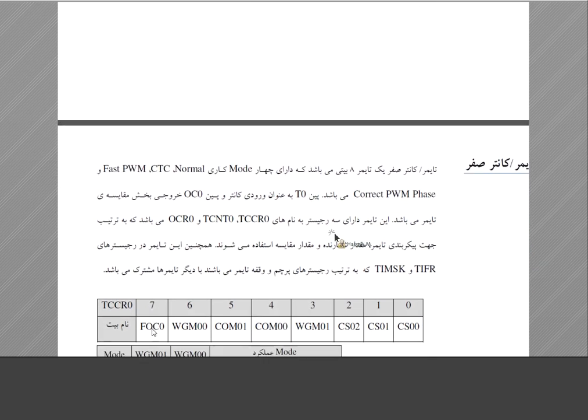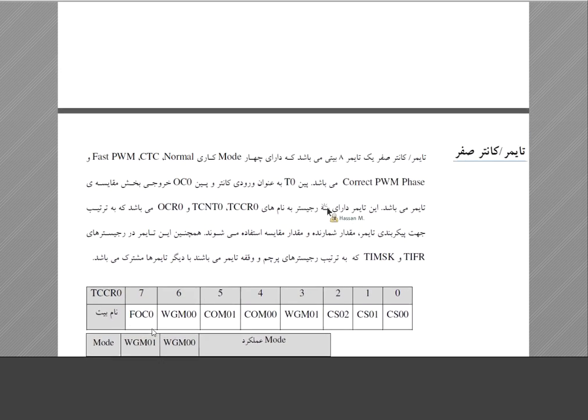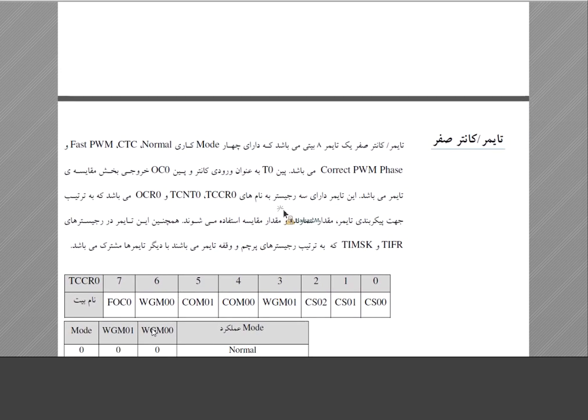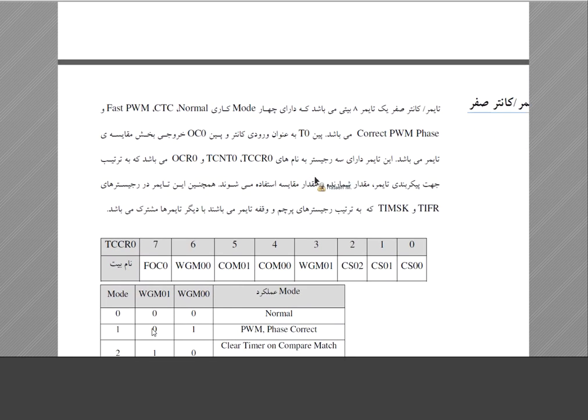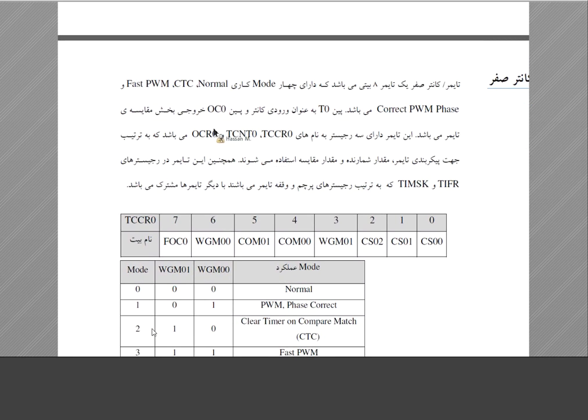Okay, in AVR we have 3 timers: timer 0, timer 1, and timer 2. These timers can work in 4 modes: normal mode, CTC mode, fast PWM mode, and phase correct PWM mode. Okay, I prepared this file in English for you. Don't worry.